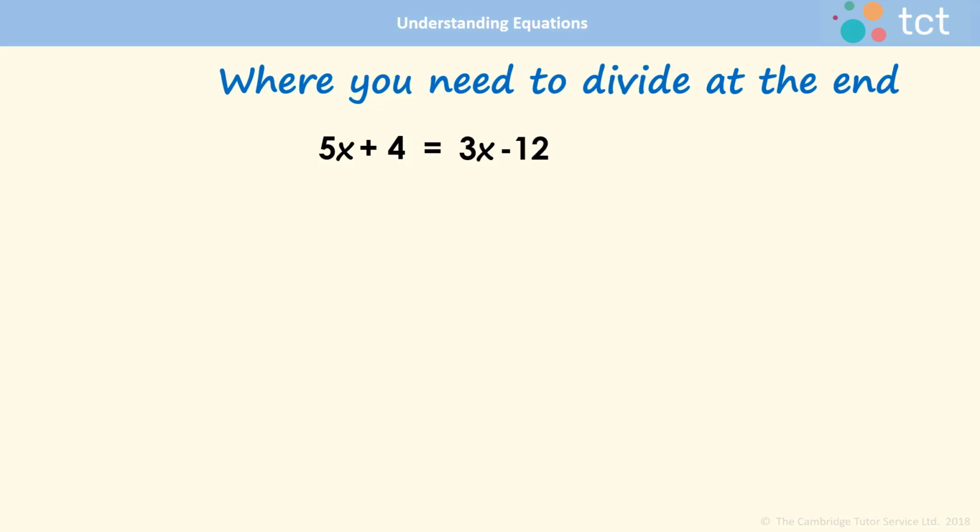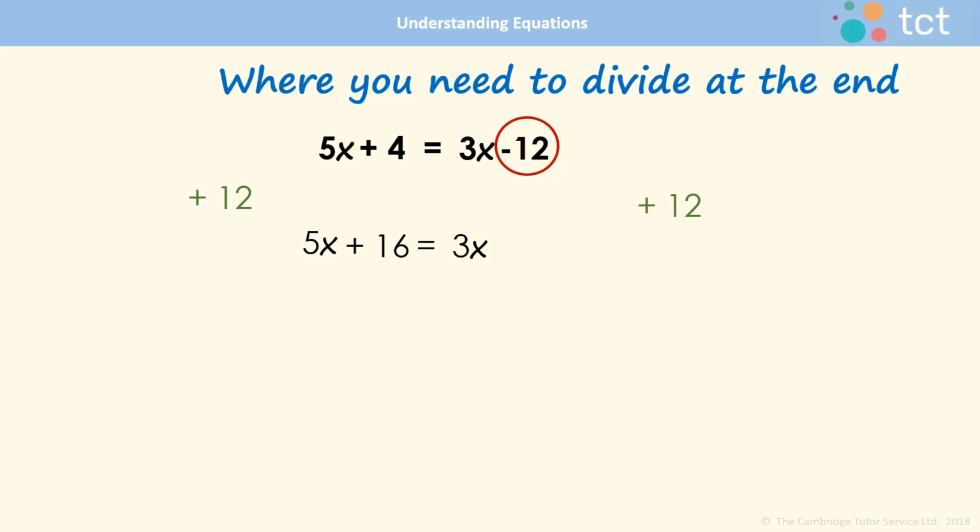This one's a little more complicated because we have some negative numbers in here. Where we have a negative number, so here we have negative 12, I want to take that to 0. I want to get rid of the negative. So I'm going to add 12 to both sides. That means that this side becomes 5x. Add 12 to 4, that's 16. And the other side, I just have 3x because I've taken that minus 12 to 0.